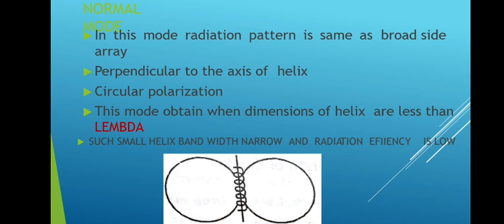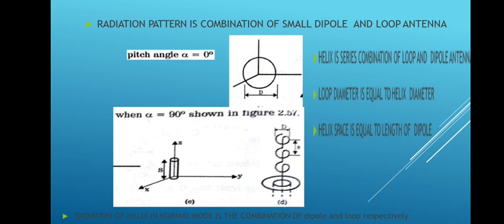So now this is the broadside array operation. If you observe, this is the helix axis, and perpendicular to that axis the radiation pattern will come. So this is perpendicular to the axis, or broadside array operation. Basically, if the pitch angle is equal to alpha, what happens? The radiation pattern is a combination of a small loop and a short dipole. Both will be considered.